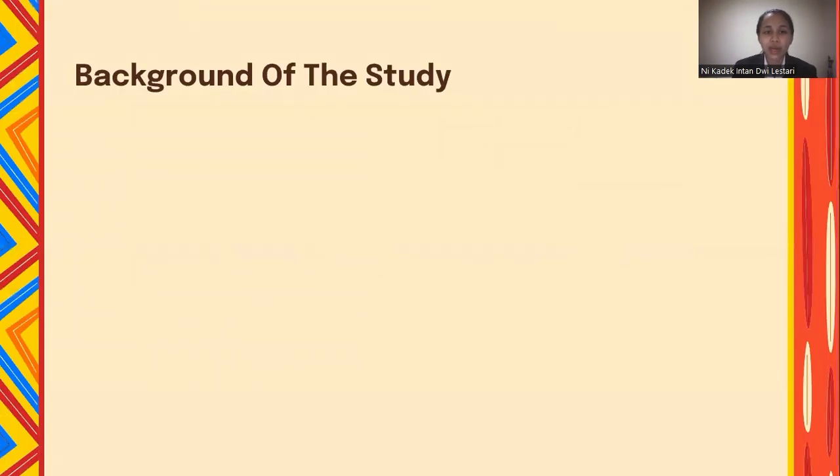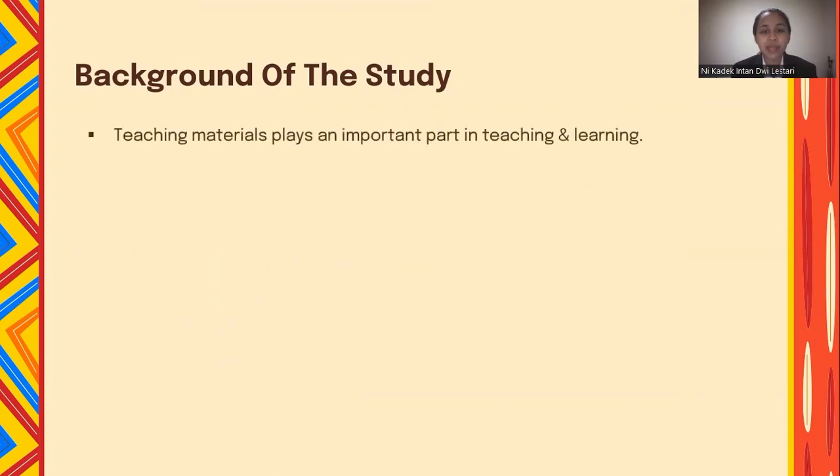In the introduction, first is the background of the study. The first point: teaching material plays an important part in the teaching and learning process, especially with the shift of focus from teacher-centered to student-centered learning. Teaching material is a crucial part, and with good teaching material, it becomes a critical point that determines students' learning outcomes. Good teaching material can facilitate student learning and prompt and sustain independent learning.